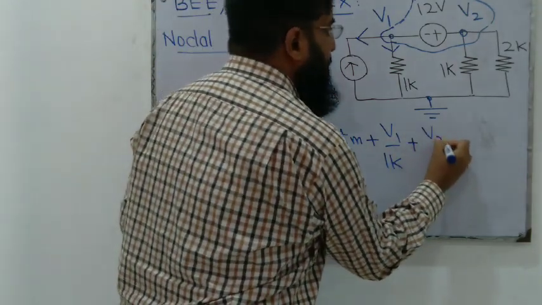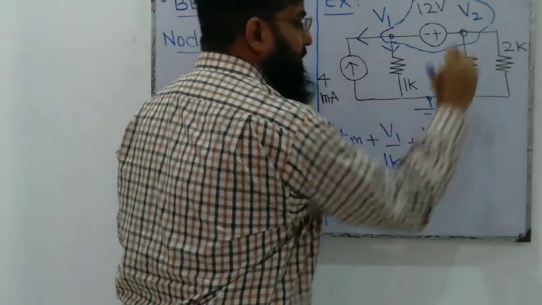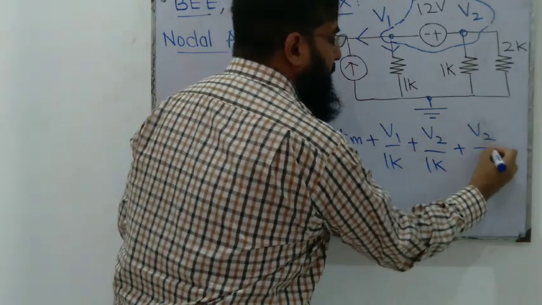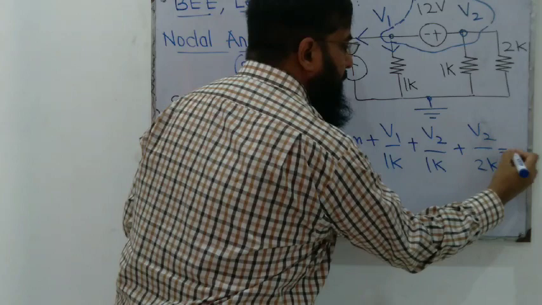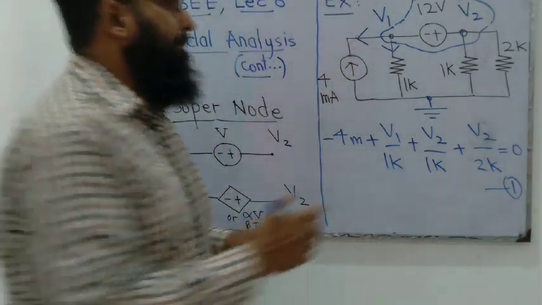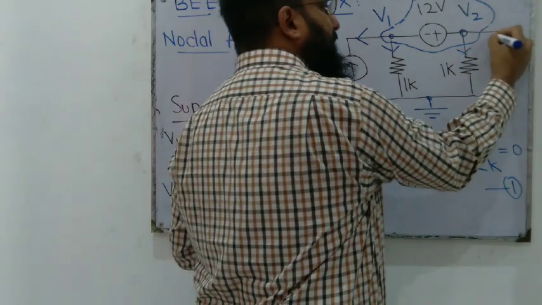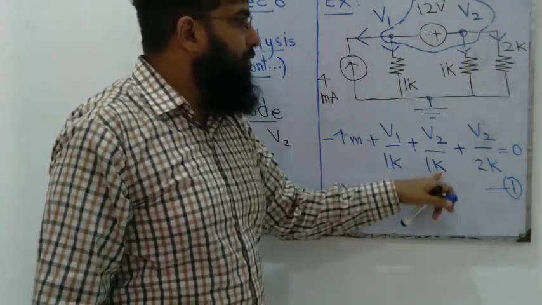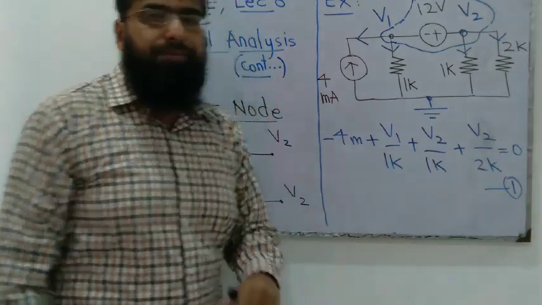Plus the voltage on this side of the cloud is V2 over 1k plus V2 over 2k is equal to 0. Now we have written equations for this current. We have written currents for this branch and this branch.